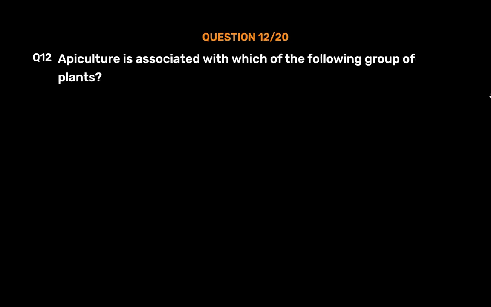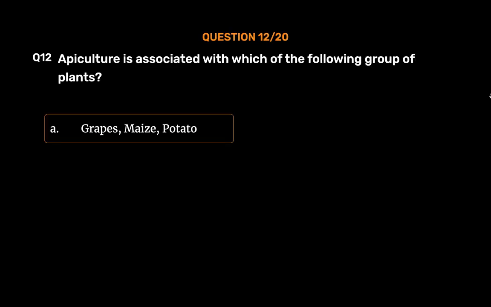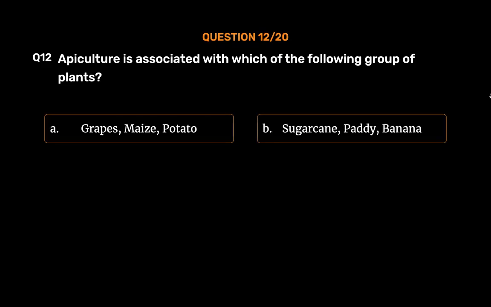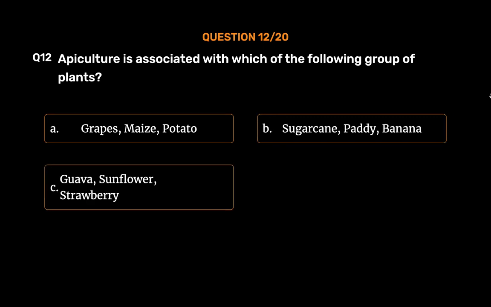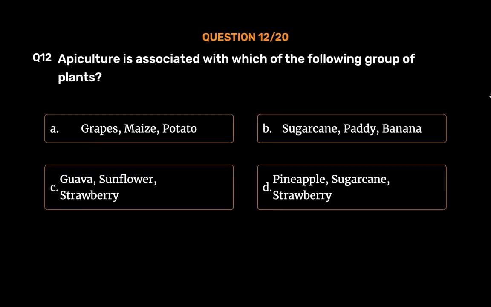Question number 12. Apiculture is associated with which of the following group of plants? Option A. Grapes, maize, potato. Option B. Sugarcane, paddy, banana. Option C. Guava, sunflower, strawberry. Option D. Pineapple, sugarcane, strawberry. The correct answer is Option C.